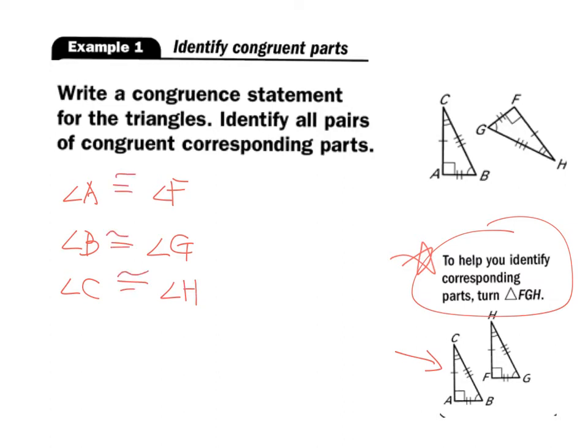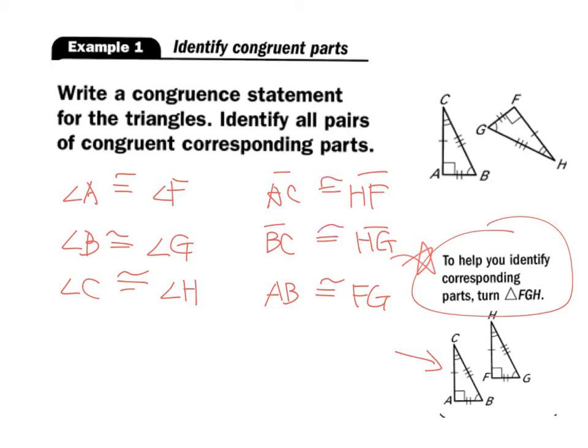Okay? Now, let's look at the sides. I have AC corresponding to HF. BC is corresponding to HG. I have AB corresponding to FG. And they are congruent as well according to this diagram because of these little tickers on the sides. So that's it. Three sides and three angles are all congruent to their corresponding pairs.